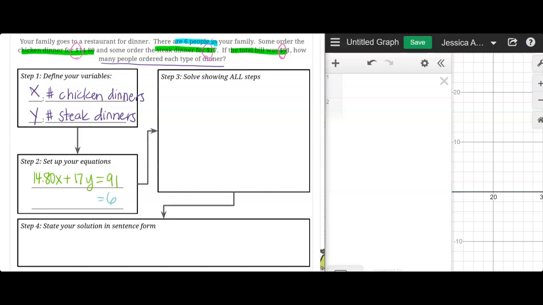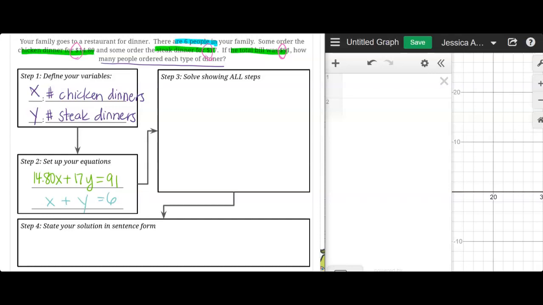So the $91 comes from adding up the number of chicken dinners at $14.80 a piece and the number of steak dinners at $17 a piece. How much each meal costs plays a role there. In my other equation, I'm just talking about the number of meals brought to the table. So if the server had gone back to pick up the food from the kitchen, they'd know they had enough meals because they'd count to 6 and see I have 6 plates for 6 people. They don't pay attention to what type of meal it is. So I would have X plus Y equals 6.